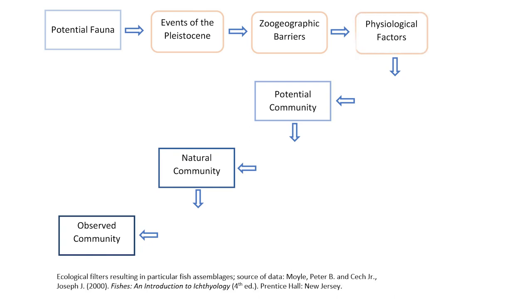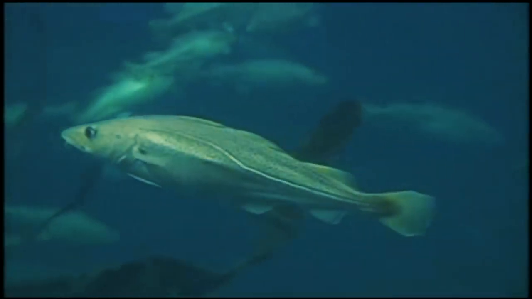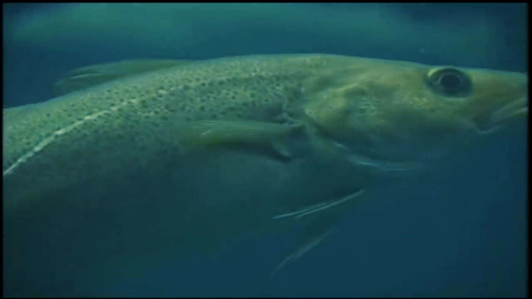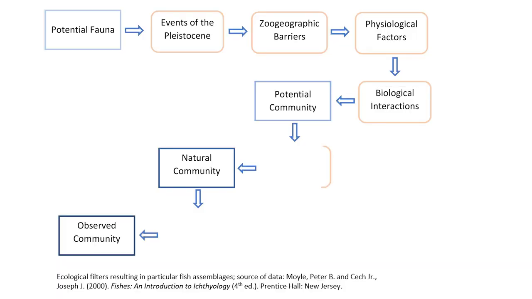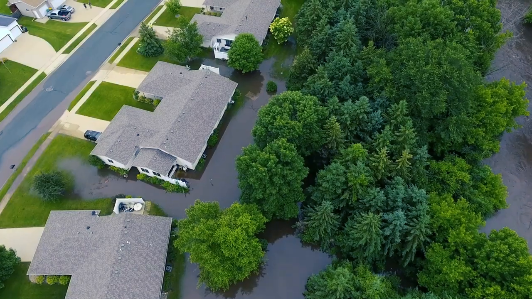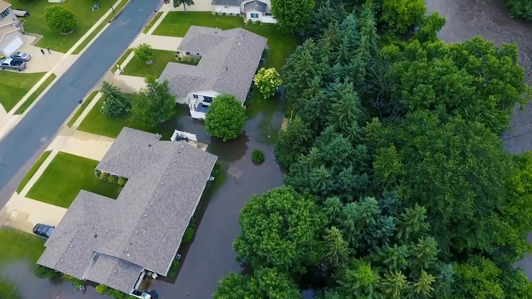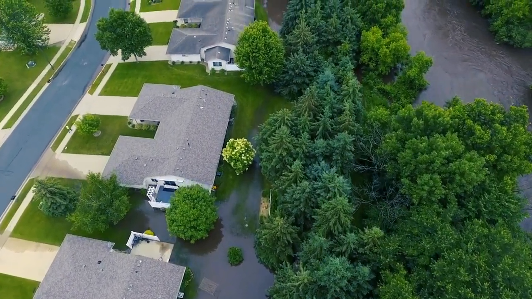Physiological limits are better illustrated by an example. Codfish cannot inhabit water colder than 35.6 degrees Fahrenheit. Predation and competition govern most biological interactions. Natural disturbances, such as floods, can alter a stream's species composition, fluctuating which species dominate its habitat as its conditions vary.